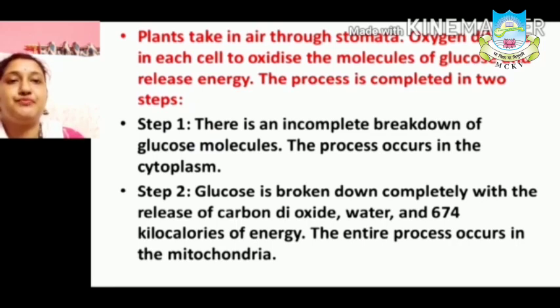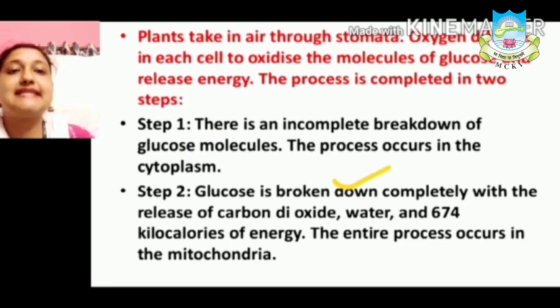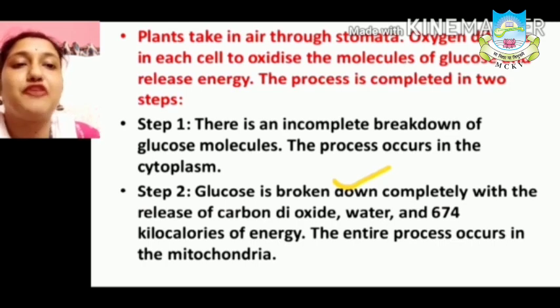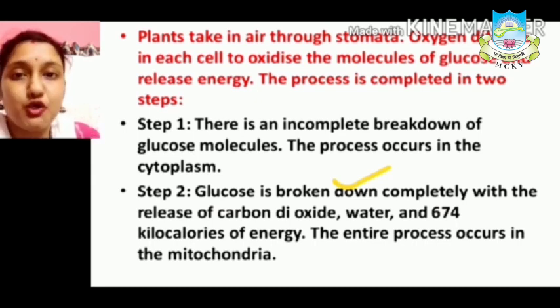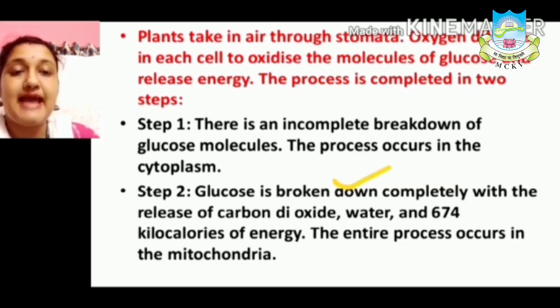Step two. The glucose molecule will completely break down and release carbon dioxide, water and 674 kilocalories of energy. The entire process occurs in the mitochondria. So in step two, the glucose molecule will completely break down. That's why a large amount of energy is produced.